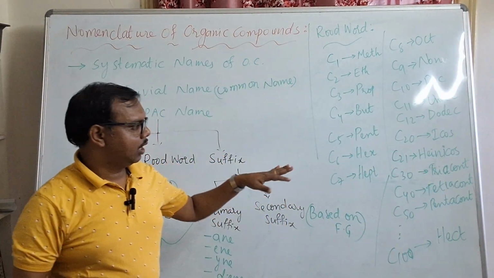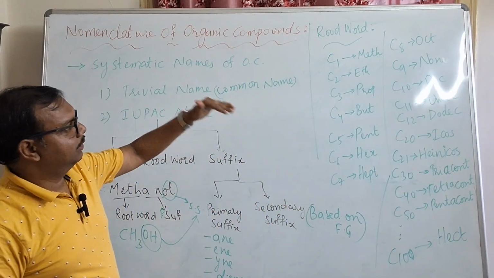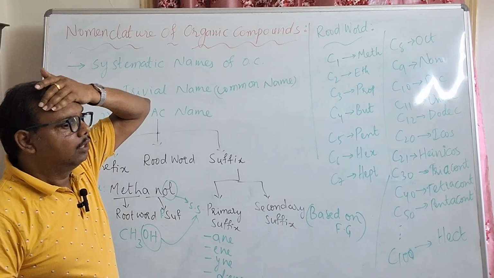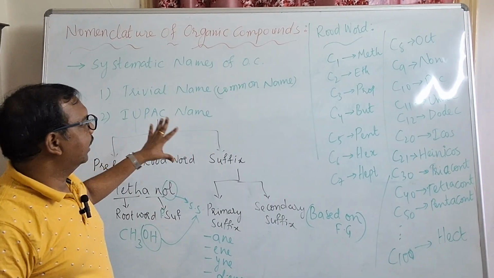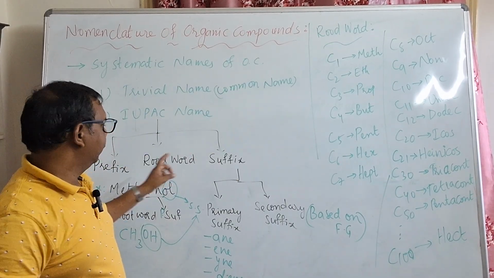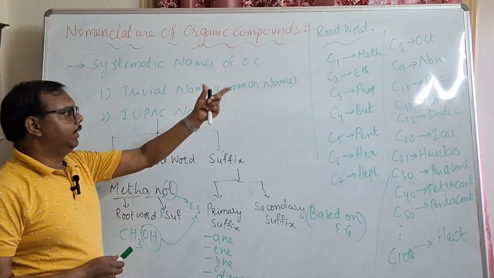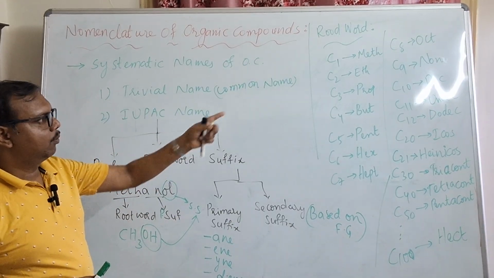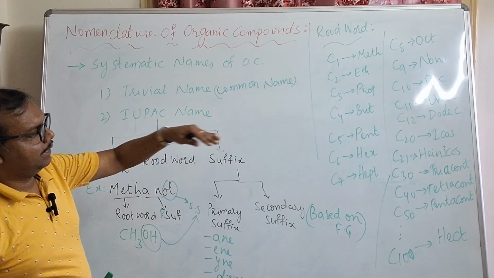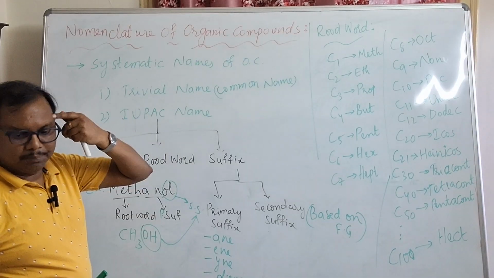Those are based on the number of carbons: meth, eth, root word. Here it is the number of carbons present in the organic compound. Then according to IUPAC name, root word can be written as meth, eth, prop, but, pent, hex, hept, and so on. Okay.